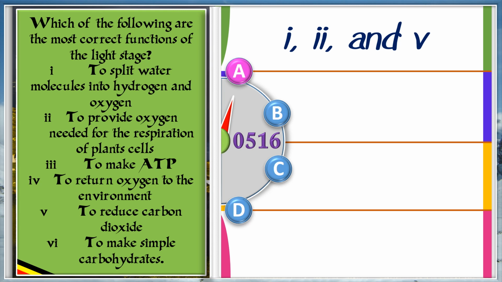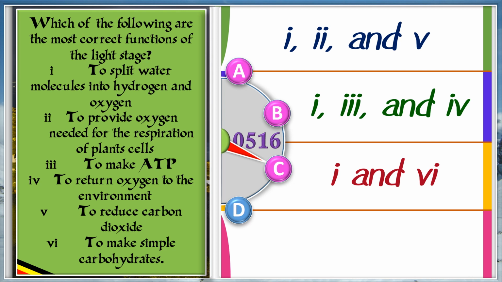A. 1, 2, and 4. B. 1, 3, and 4. C. 1 and 6. D. 4, 5, and 6. And the answer is B. 1, 3, and 4. 1. To split water molecules into hydrogen and oxygen. 3. To make ATP. 4. To return oxygen to the environment.